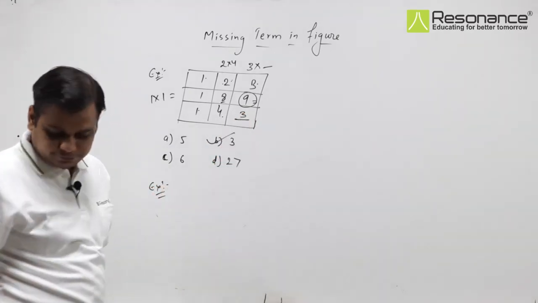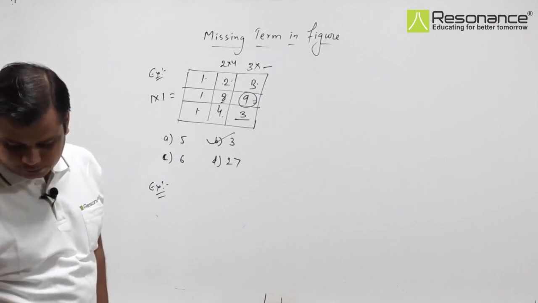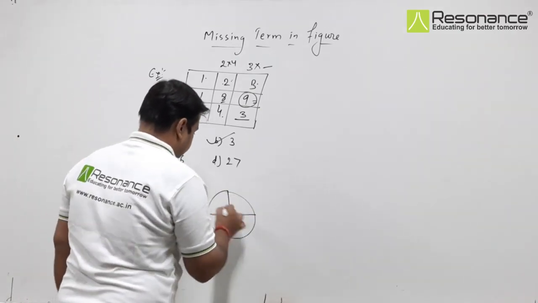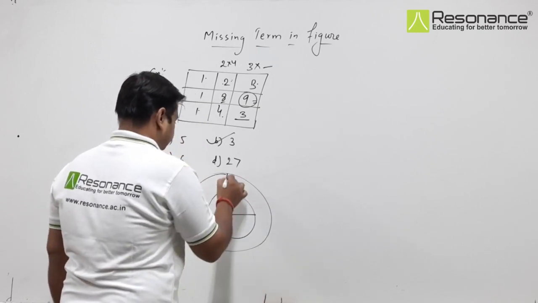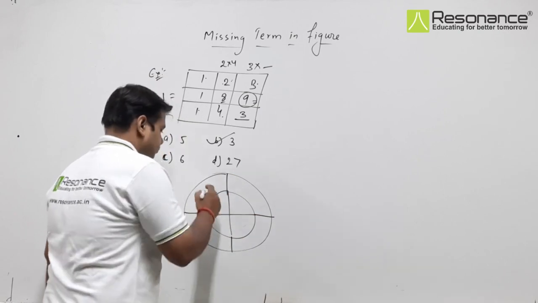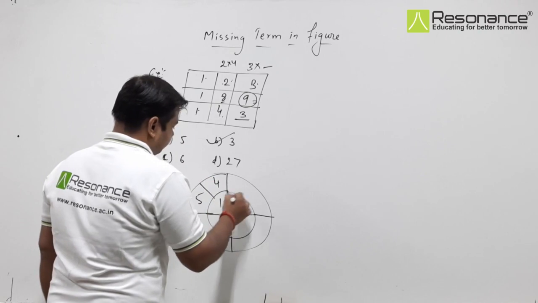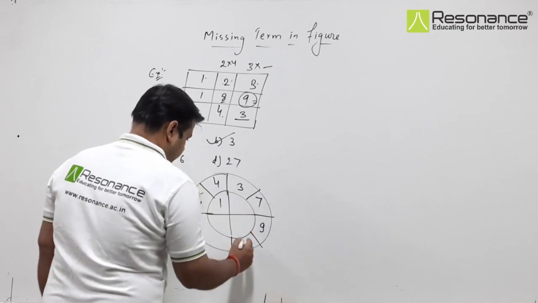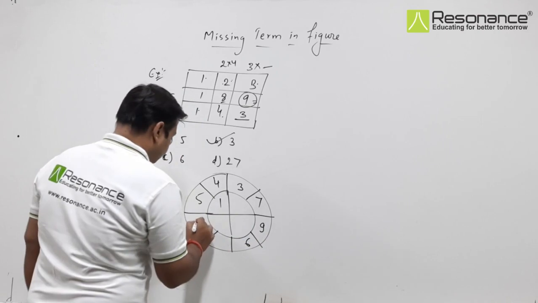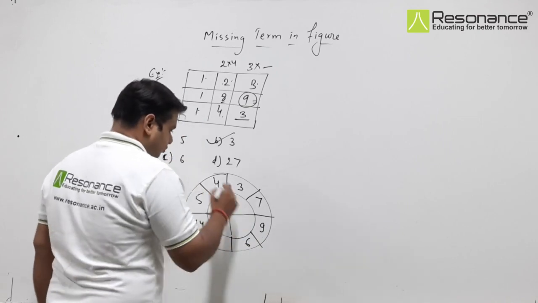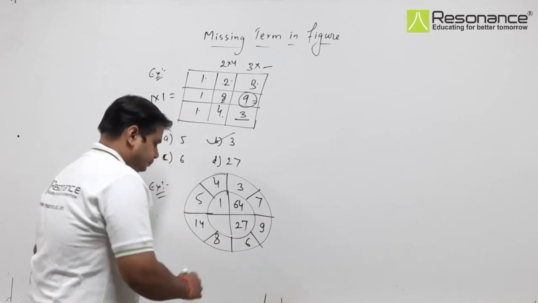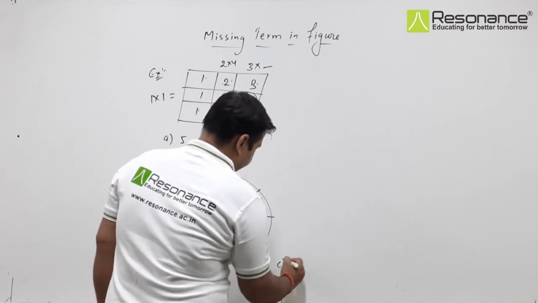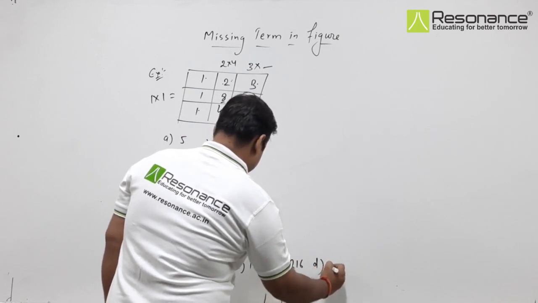Another example we have. Five, 4, 3, 7, 9, 6, 14, 8, 164, 27. The options are 25, 125, 216, 342.